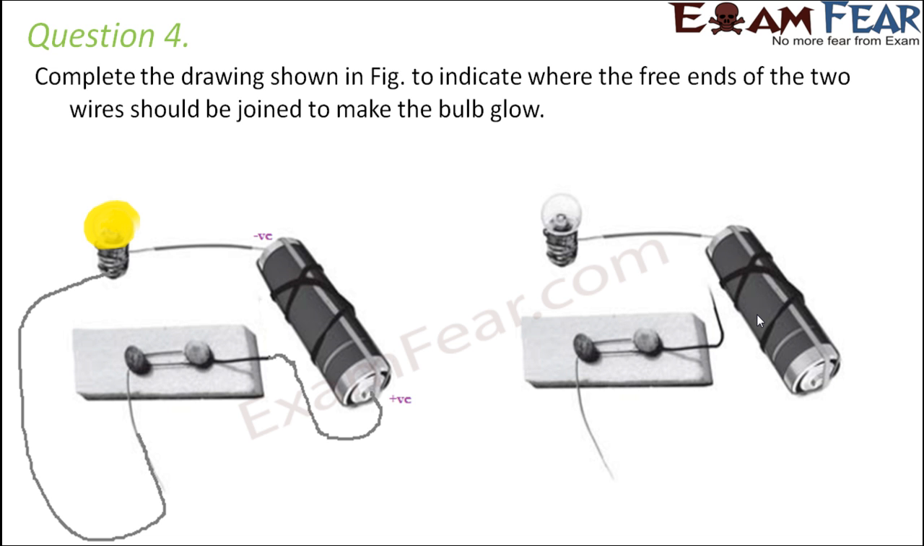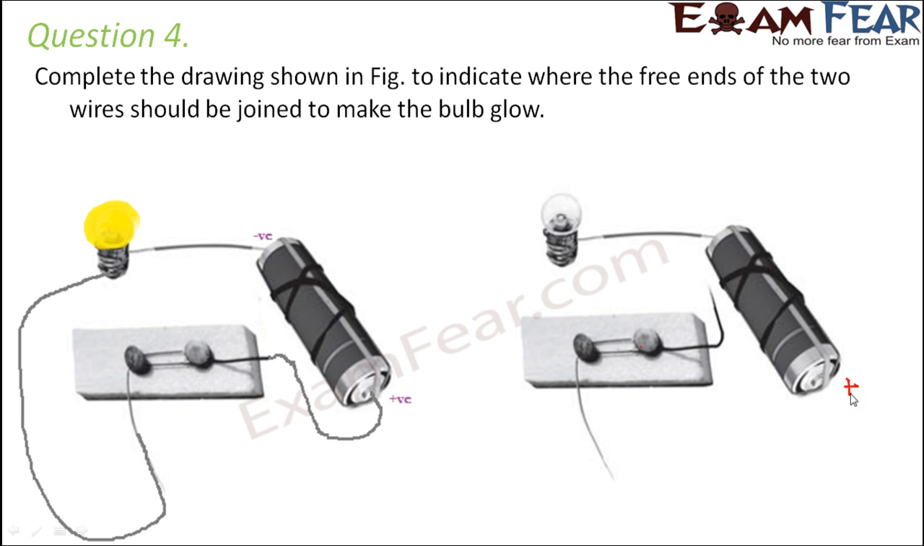Question number 4. Complete the drawing shown in the figure to indicate where the free ends of the two wires should be joined to make the bulb glow. So this is the initial figure where this is a switch and you have these two wires and you have to connect the bulb correctly with the battery.